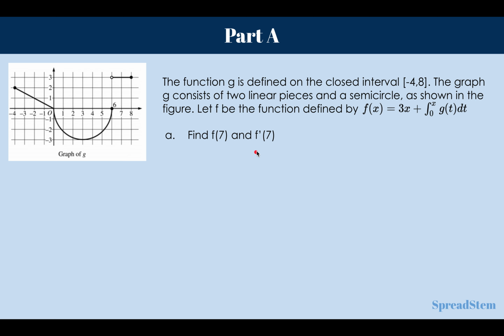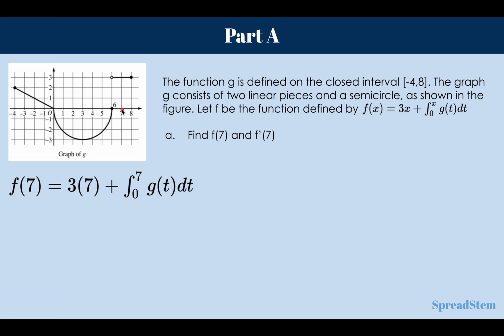We'll start off by finding f of 7. We're given the definition of f of x, so we simply plug in 7, and we get 3 times 7 plus the integral from 0 to 7 of g of t dt. Now, how do we find this integral? We know that the integral is simply the area under the curve, so we look from 0 to 7 and want to find that area.